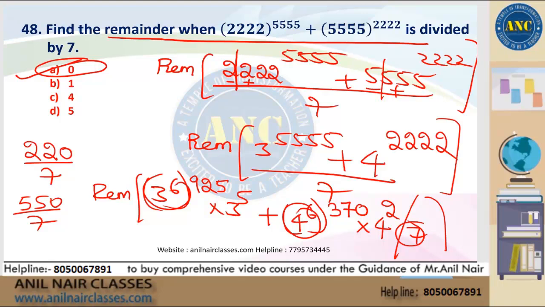A power n plus b power n is always divisible by a plus b if n is odd. Clear, right? Idea clear?